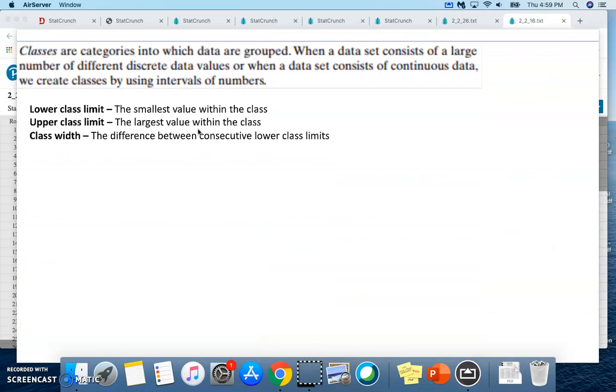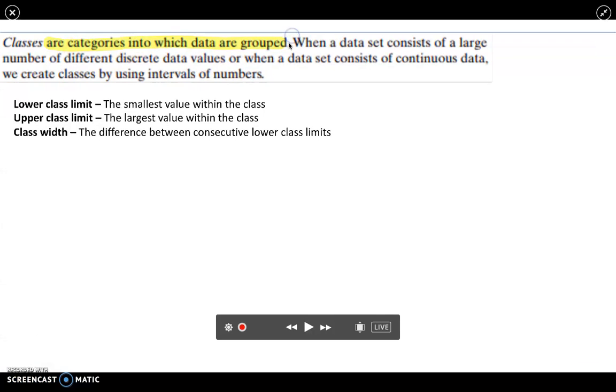So the next thing we're going to talk about is when we get bigger groups or more dispersion in our groups, and we break things down into classes. Classes are categories into which we group our data. When we've got a data set that has a large number of different discrete values, or when the data is continuous, so they're not easily put into single entities, say, for example, heights of individuals, we have fractions of heights, and so we put those into classes.